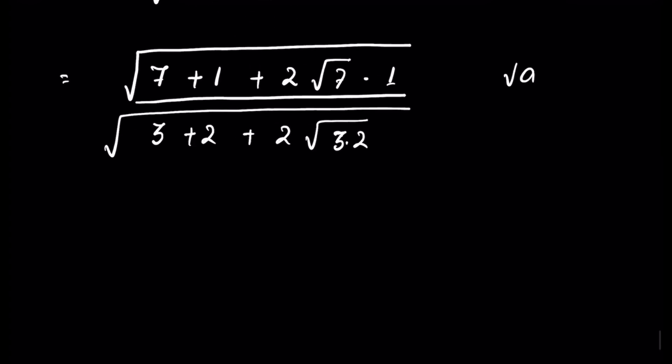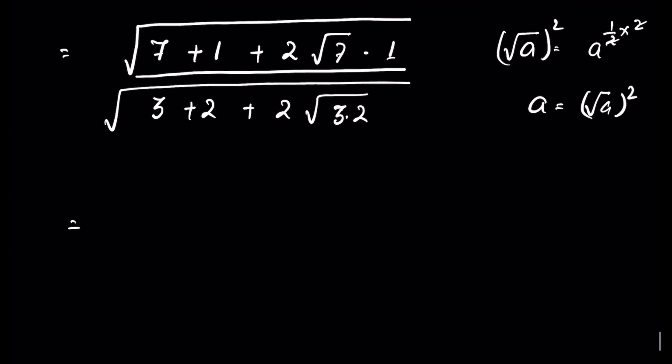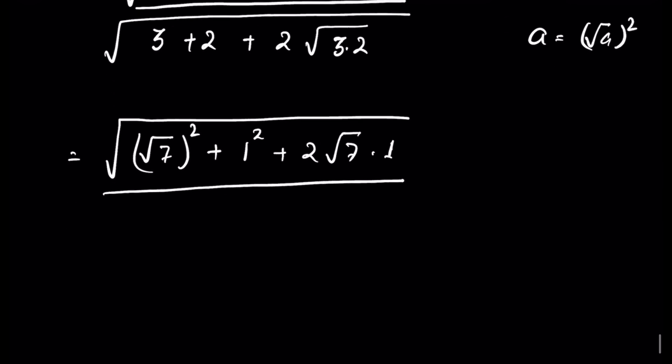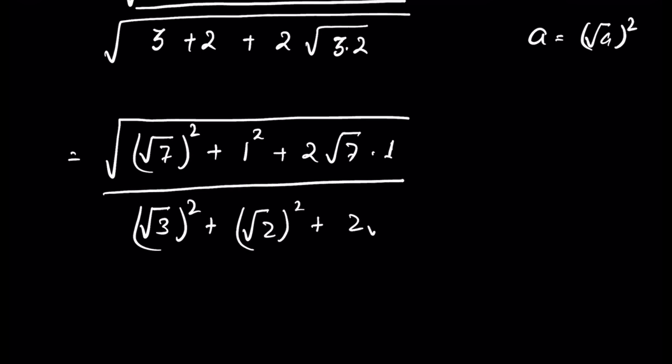Now when a is under square root, this means a is raised to the power of 1 upon 2. So when we square it, the exponent is multiplied by 2. That means a we can write as square root of a square. So 7 we can write as square root of 7 square, plus 1 as 1 square, then plus 2 times square root of 7 times 1 under square root, upon, again 3 we can write as square root of 3 square plus 2 as square root of 2 square plus 2 times square root of 3 times square root of 2, under square root.